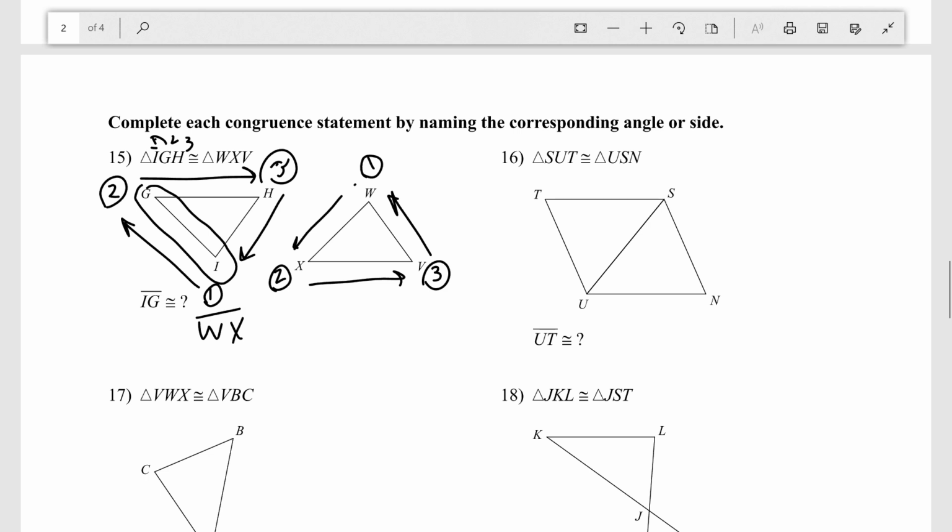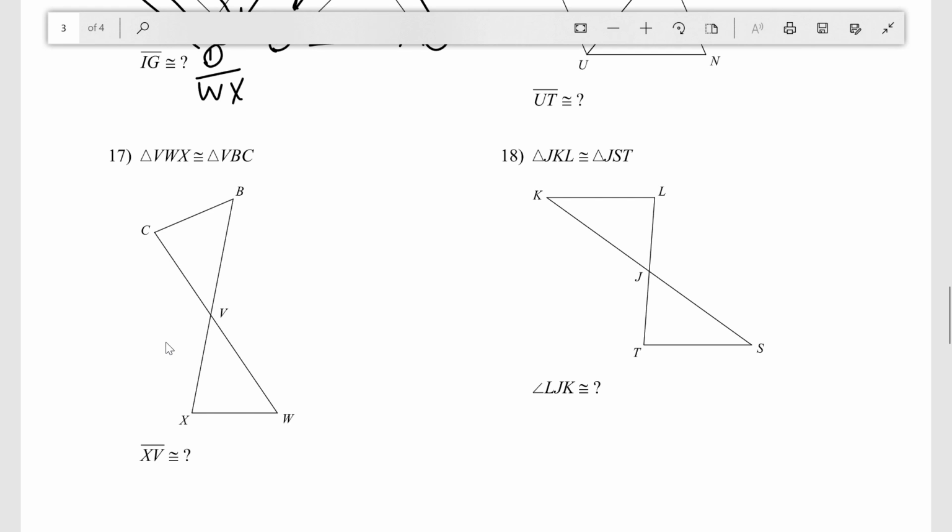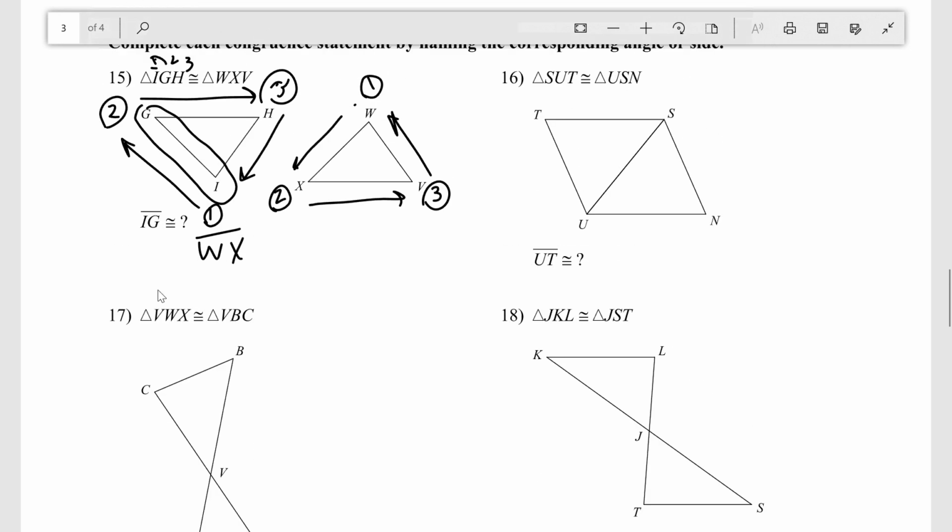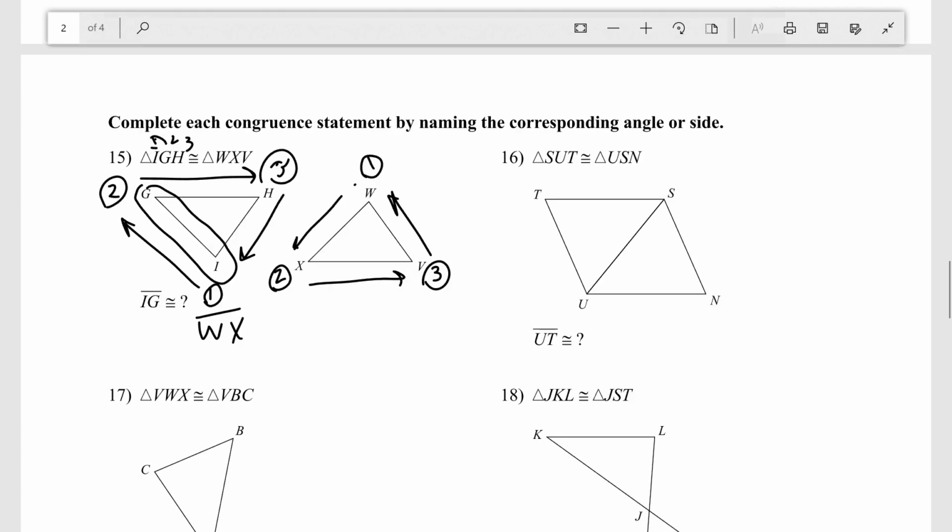Okay. You can use the same method on the other pieces here. See how 17 is asking for another segment, 18 is asking for the angle. So similarly, how we did this 1, 2, 3, make sure you do that for number 18 as well. And once again, there are answer keys at the end of this worksheet if you need to go ahead and check your answers.